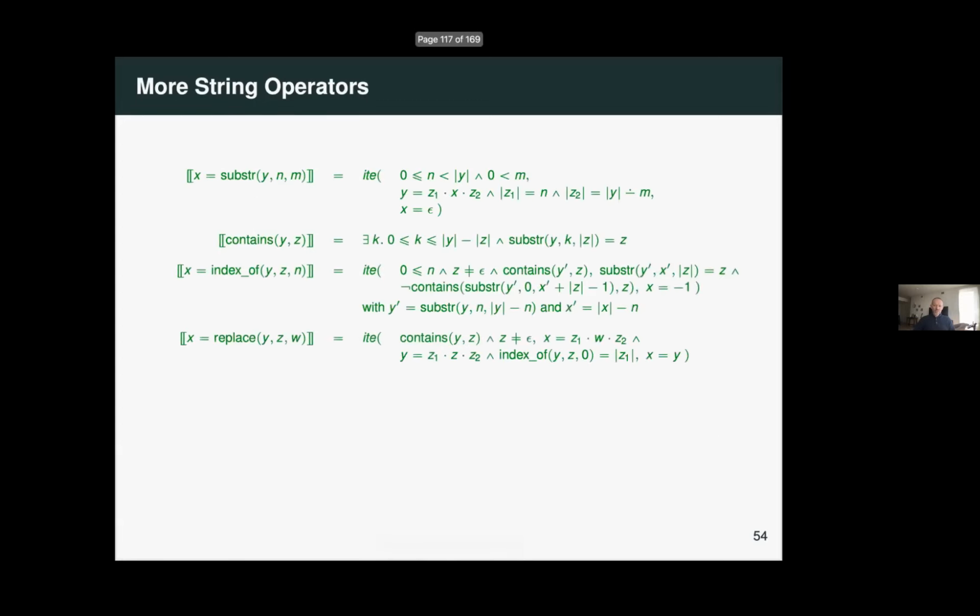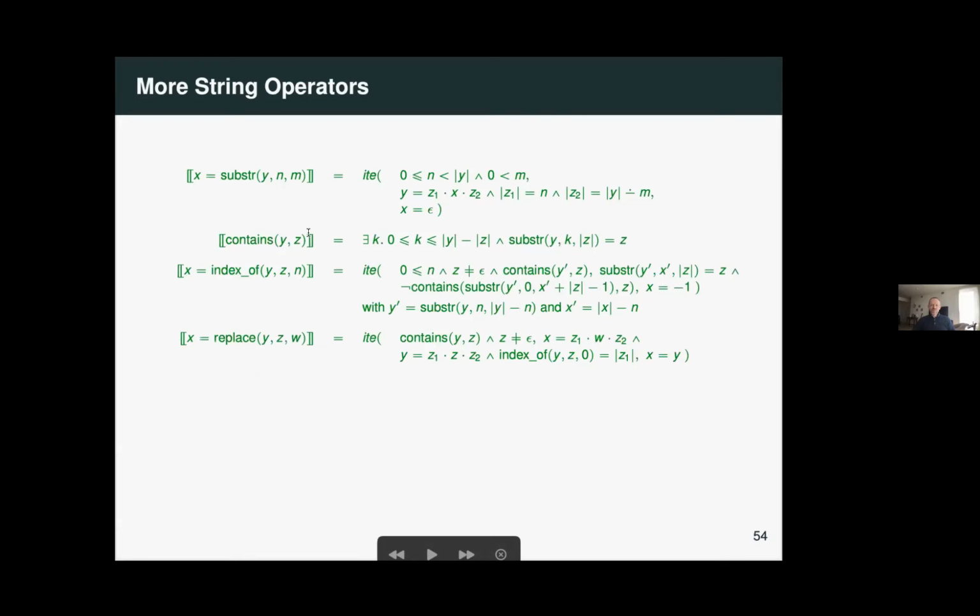Okay, so this shows us how you can reduce these to the core theory. I'm not going to go through all of these in detail, but maybe just look at the second one, contains. So Y contains Z if there exists some K bounded between 0 and the length of Y minus the length of Z, such that if you look at the substring starting from K of length Z, then it's equal to Z itself.